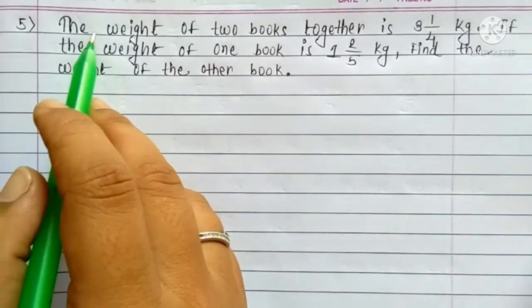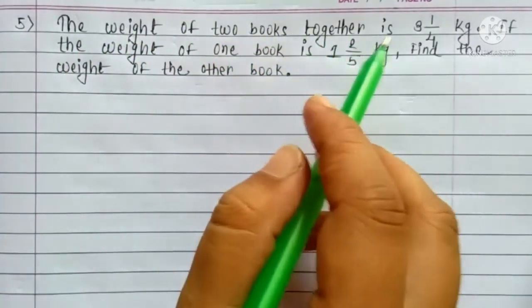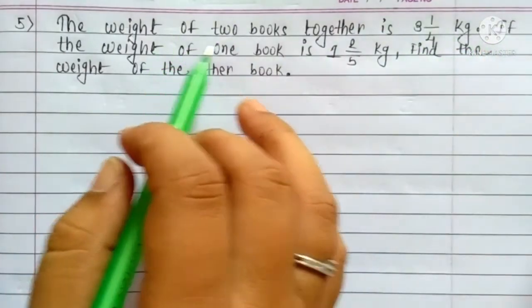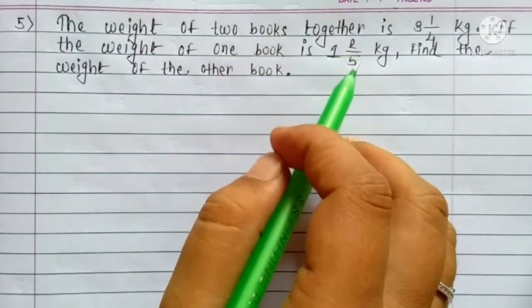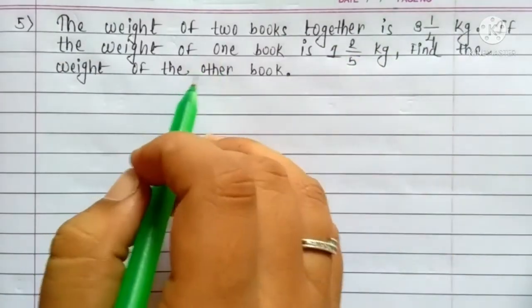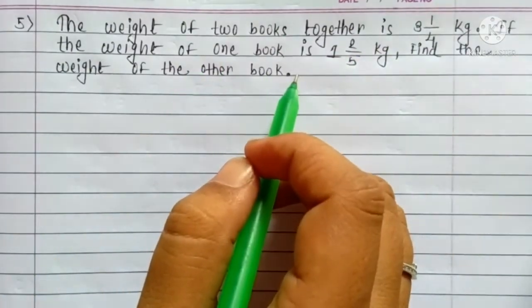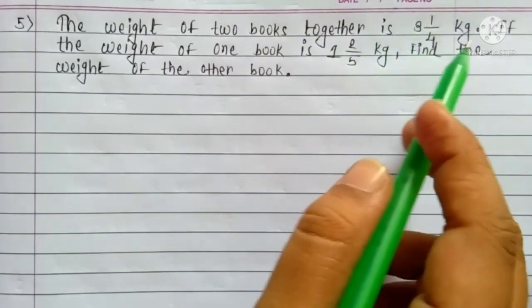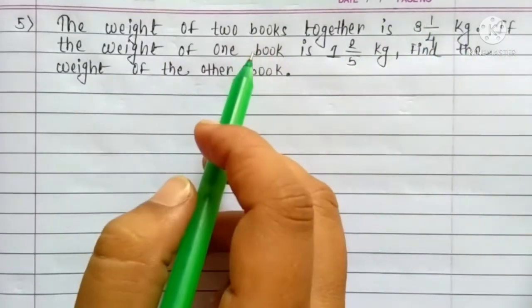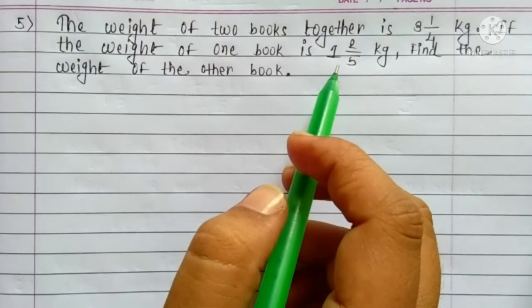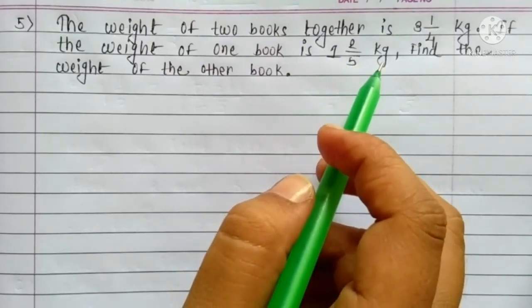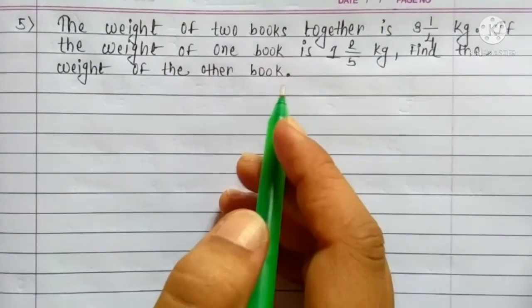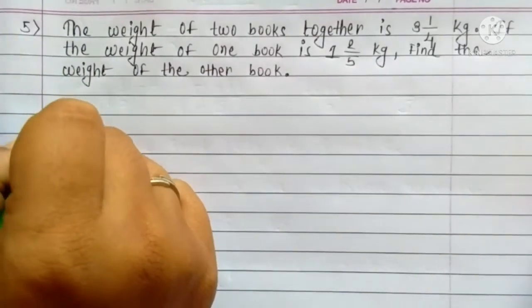Question number 5. The weight of two books together is 3 complete 1 upon 4 kg. If the weight of one book is 1 complete 2 upon 5 kg, find the weight of the other book. That means, two books ke liye together weight 3 complete 1 upon 4 kg hai and one book ke liye weight hai 1 complete 2 upon 5 kg. तो हमें यहां पे other book के लिए weight find करना है. First of all we write what we have.